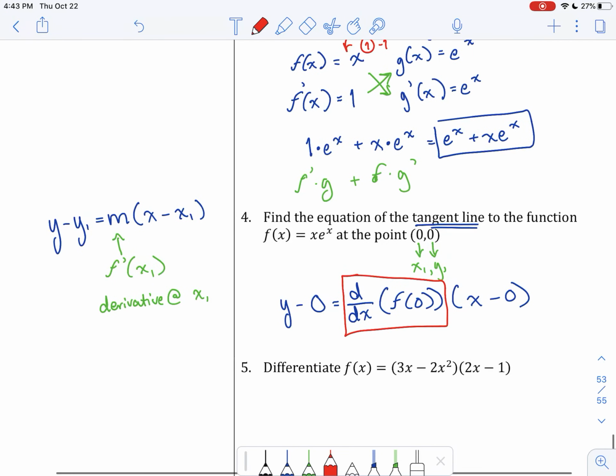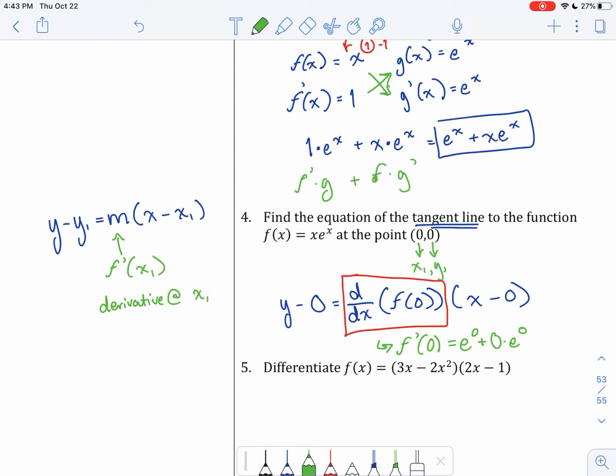Well, f prime of 0, if we remember this, f prime of 0, we're going to steal our formula there, is e to the x plus x times e to the x. So e to the 0 plus 0 times e to the 0. Again, we're just using the derivative from the problem above right here.